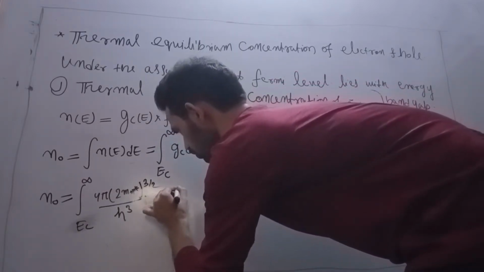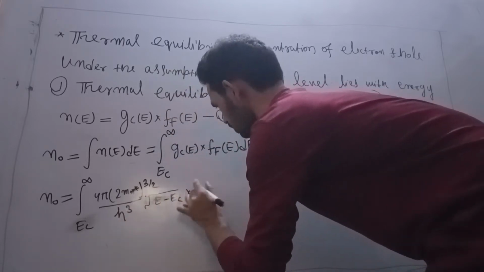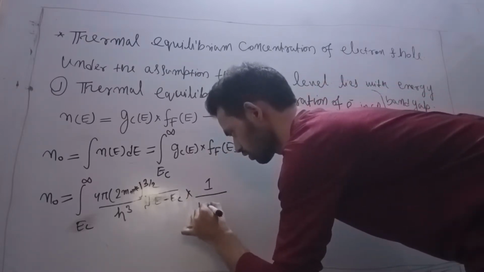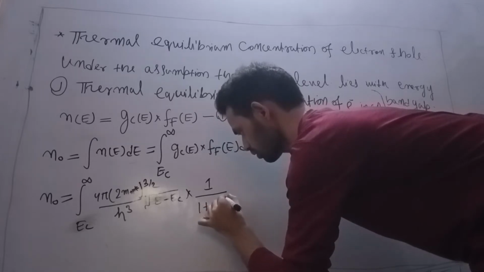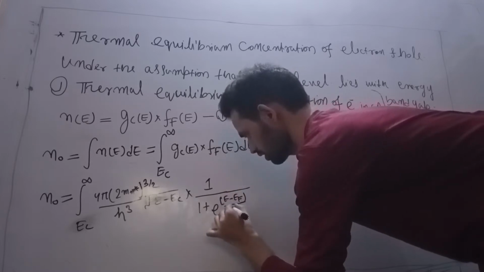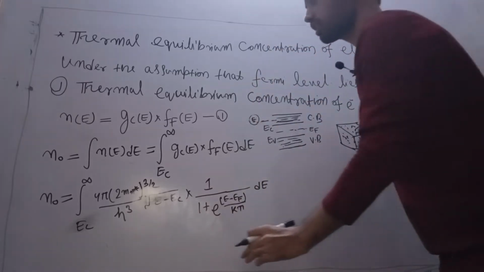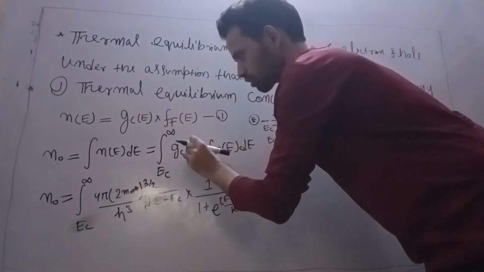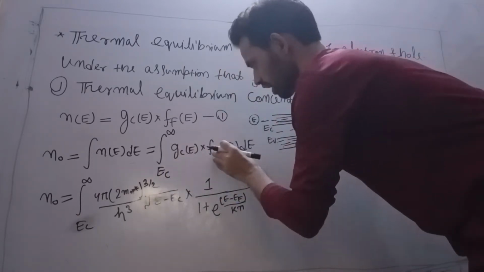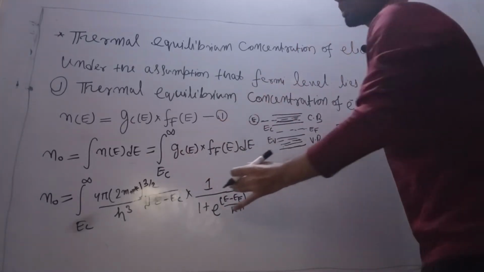into the square root of E minus EC, into the Fermi-Dirac distribution function, which is 1 by 1 plus e to the power (E minus EF) by KT, into dE. So we have written down the density of state function and the Fermi-Dirac distribution function. Now we have to integrate it.